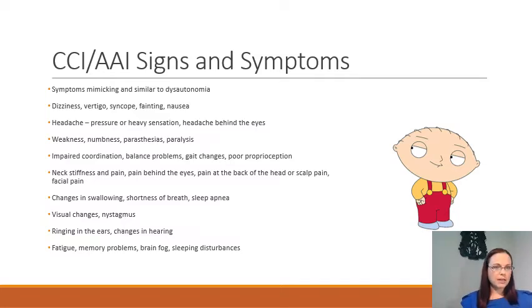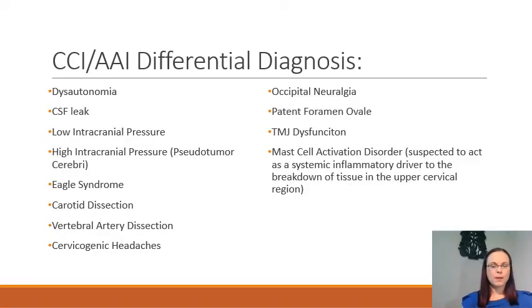Visual changes can happen, nystagmus, so blurry vision, sensitivities, ringing in the ears, and changes in hearing as well. And fatigue, memory problems, brain fog, sleep disturbances. So again, those could be very similar to dysautonomia. CCI and AAI can look very similar to other things. Can certainly, again, look very similar to dysautonomia, and these two do tend to exist together.